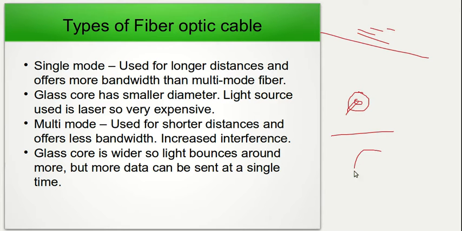However, with a multi-mode cable, the glass core is bigger, which means that we can send more data through at one time. The good thing about multi-mode fiber optic cables is that they're cheaper than single mode, which means they're more affordable and normally used to connect devices which reside a shorter distance away from each other. Devices that are far away from each other, that's where we would use single mode fiber optic cable.